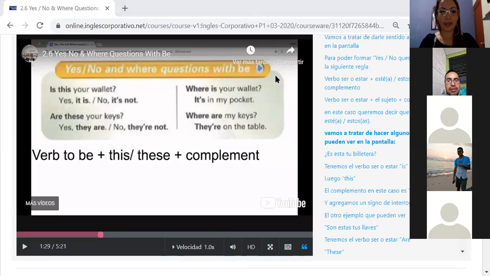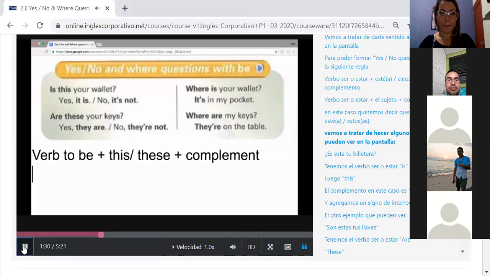Cuando es el caso para formar preguntas, vamos a pensar primero si lo que vamos a preguntar es un objeto singular o es plural. Si es singular, vamos a colocar is al principio de la pregunta. Y si es plural, vamos a colocar are. Vamos a ver cómo las formamos.